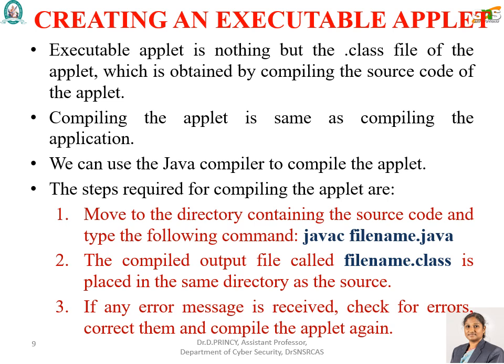Now we are moving to creating an executable applet. Compiling the applet is the same as compiling an application, but running the applet is different from a standalone application. It includes some steps. We have to move to the directory containing the source code and type the following command: javac filename.java. It converts the .java file into a .class file. The compiled output file is called filename.class, and it is placed in the same directory as the source. If any message is received, check the errors, correct them, and compile the applet again to successfully create the .class file.